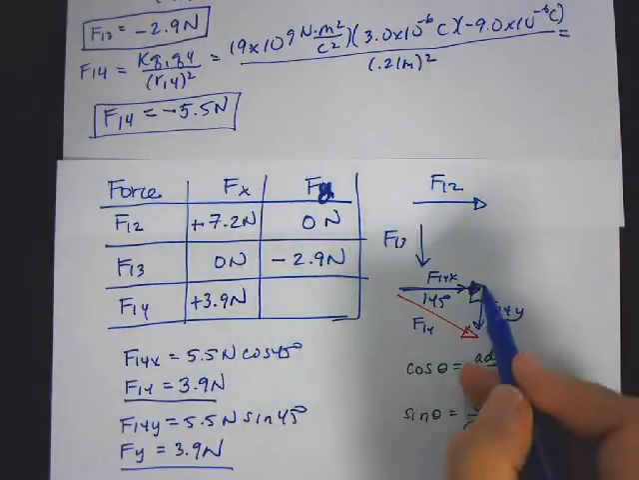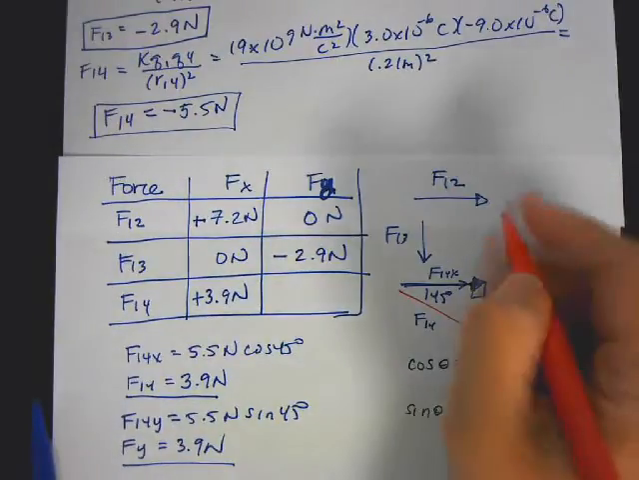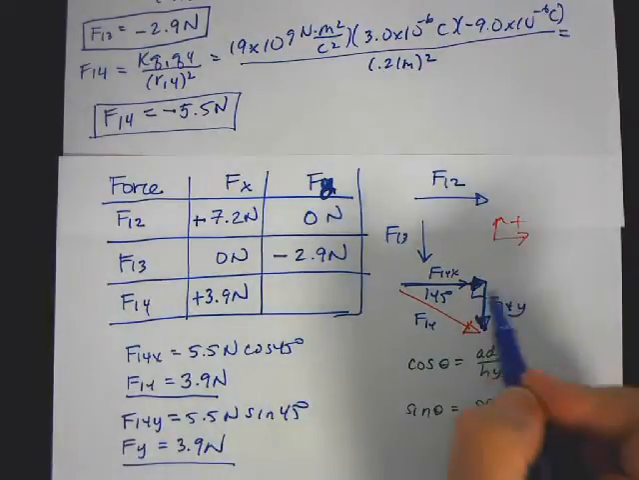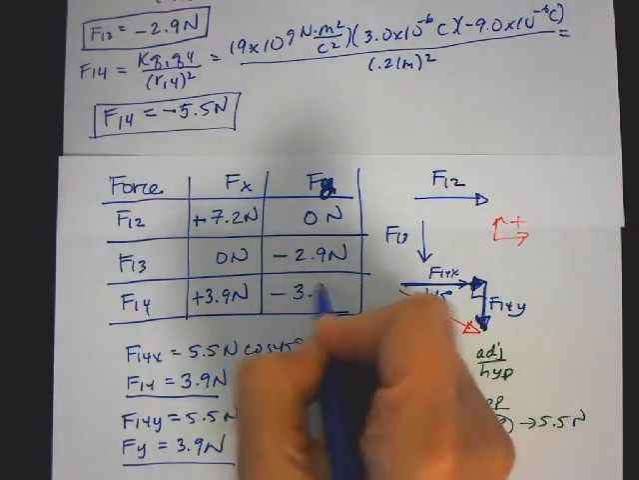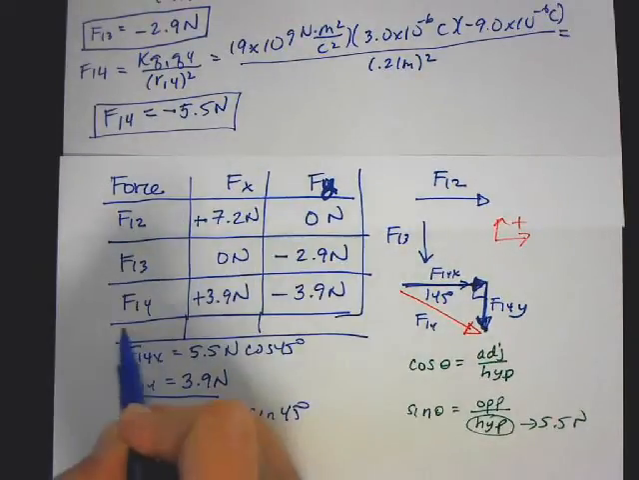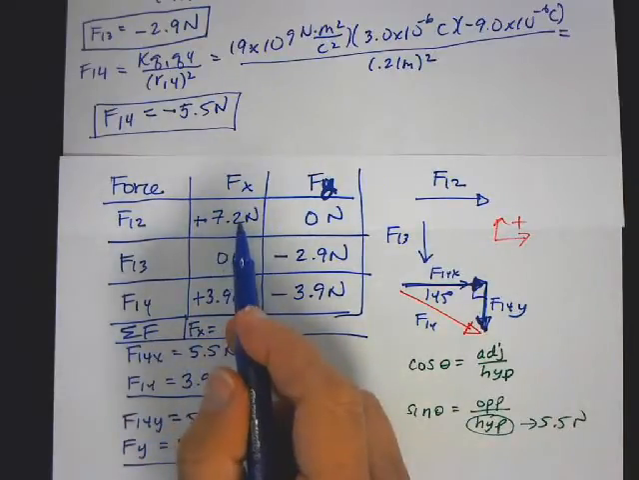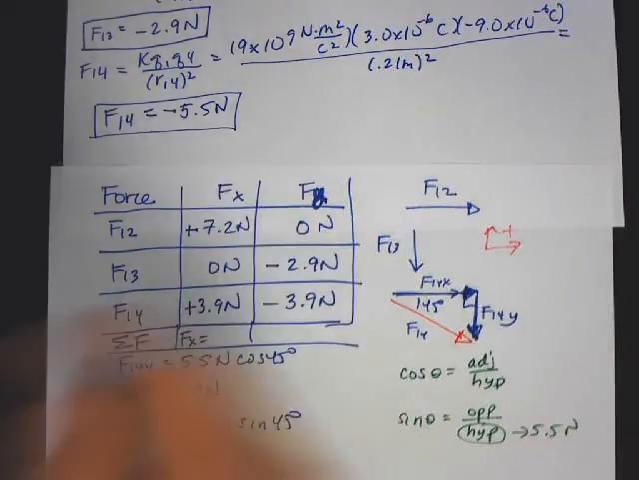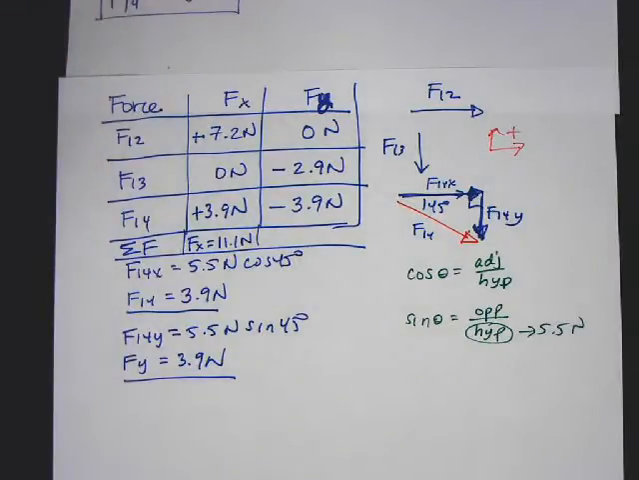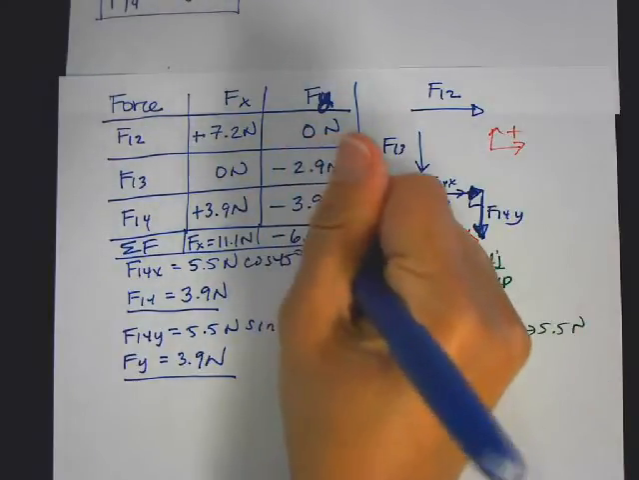So now what I'm going to do is add them up. So F of x is going to be 7.2 plus 3.9. So this comes out to be 11.1. And then I'm going to add these up, and this comes out to be negative 6.8 newtons. So, what do I do now? Well, now I have my x component, and I find my y component.